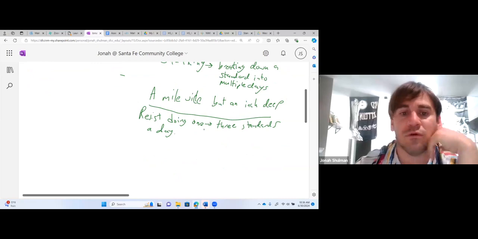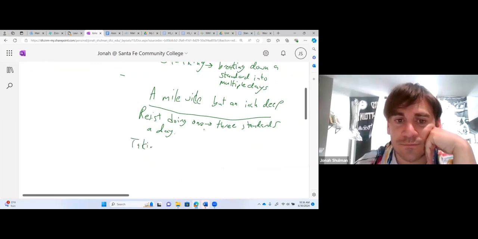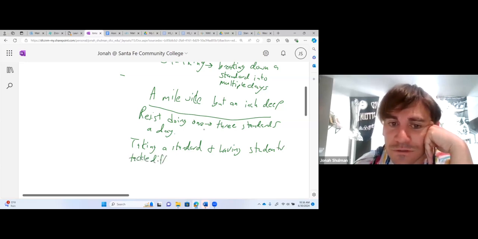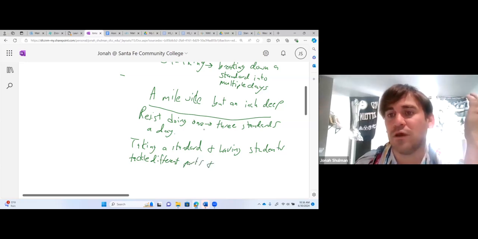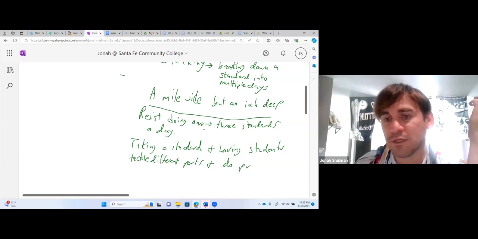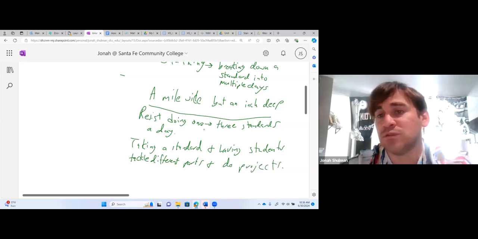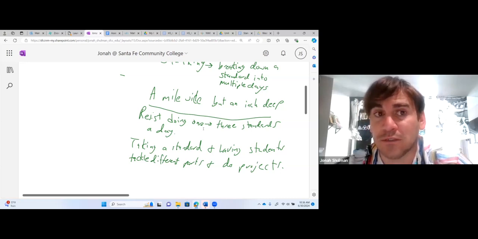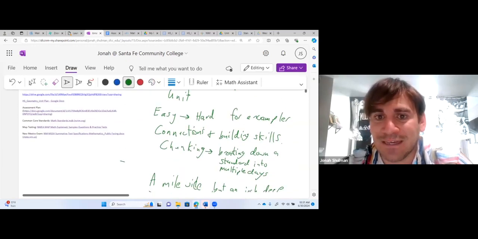So really think about taking a standard and having students tackle different parts, and do projects. And we're going to do a project-based learning one. My students have always told me that the projects we've done in classes help them actually remember the most things in mathematics. And you'll see a lot of the projects when we get there. So this is kind of the idea.